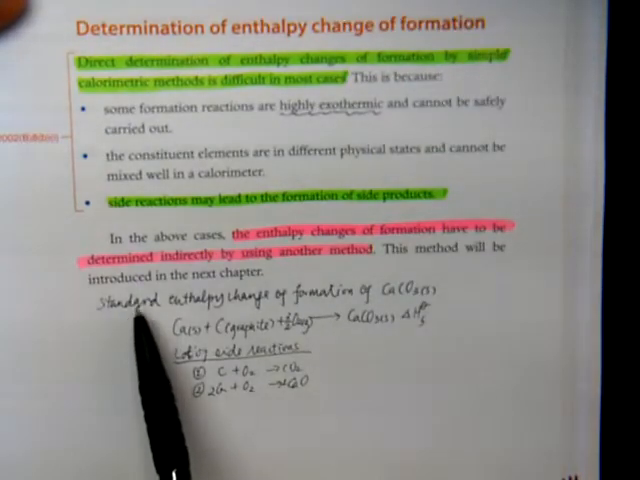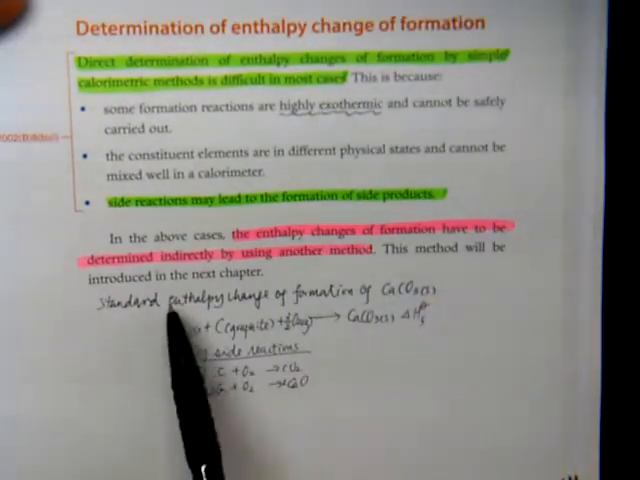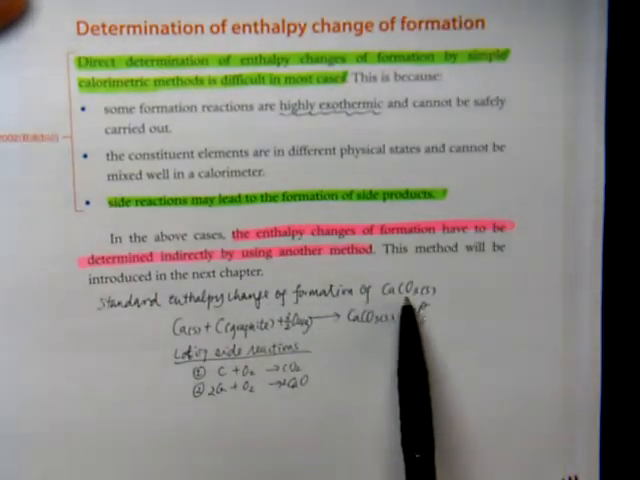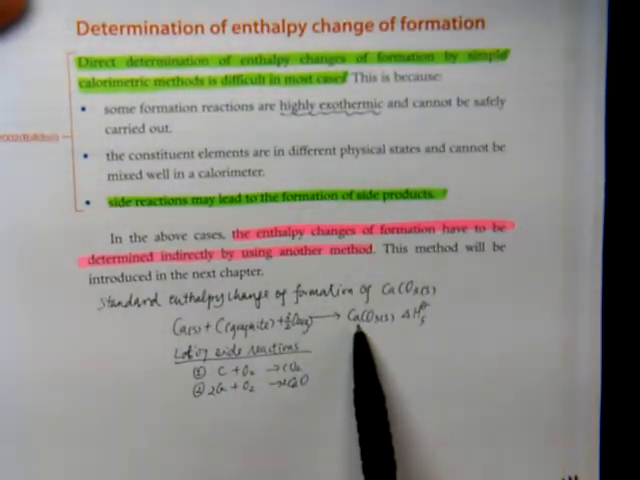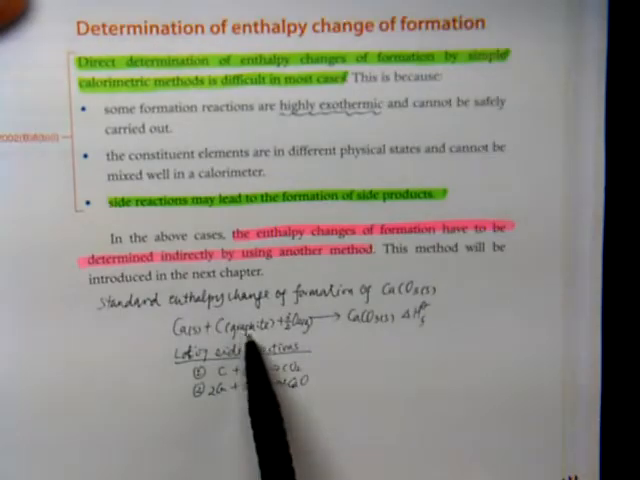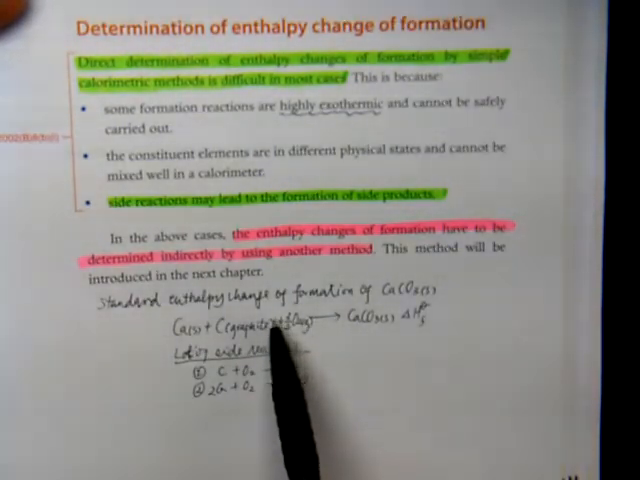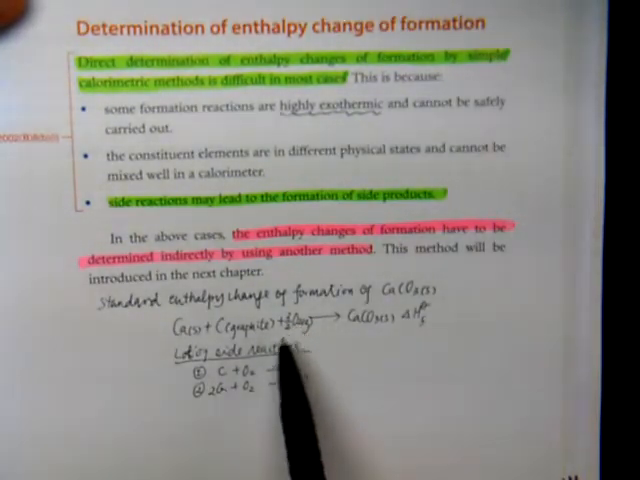Now let's look at this example. It's about the standard enthalpy change of formation of calcium carbonate. First of all, look at the definition of the standard enthalpy change of formation of calcium carbonate. It is the enthalpy change when 1 mole of calcium carbonate is formed from its constituent elements. Its constituent elements are calcium metal, carbon graphite, and oxygen. Bear in mind, we need to keep 1 mole according to the definition. Therefore, balancing this equation, you need to put 3/2 before O2.